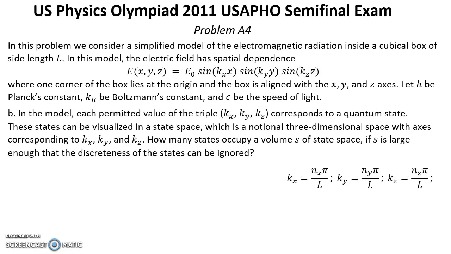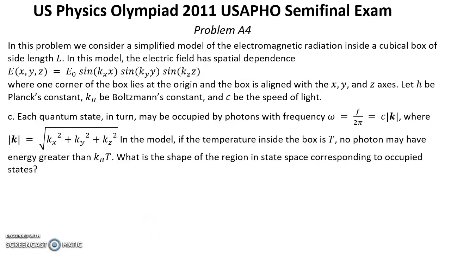Question B. In the model, each permitted value of the triple kx, ky, kz corresponds to a quantum state. These states can be visualized in a state space, which is a notional three-dimensional space with the axes corresponding to kx, ky, and kz. How many states occupy a volume S of the state space if S is large enough that the correspondences of the states can be ignored?